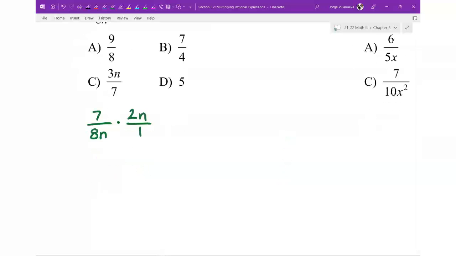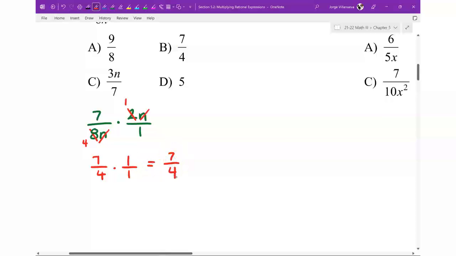And now, you guys hopefully still remember how to cross cancel. If you don't, it's okay. You can multiply across. But if you can cross cancel, it'd be really great. Because right here, notice this n will cancel out with that n. And then this 2 and the 8, 2 goes into itself once, and 2 goes into 8 4 times. So if you rewrite your fractions, a lot of people don't do this step, but I'm just going to show it. That's what it looks like after I canceled everything out. I have 7 fourths times 1 over 1, which is 7 fourths. And your answer is B.